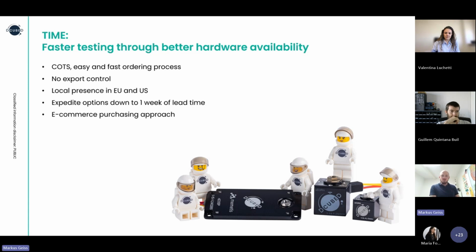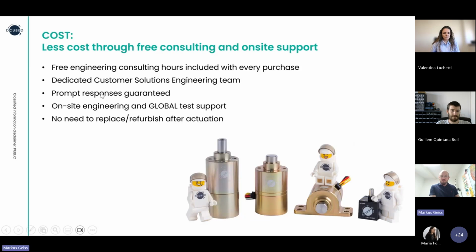We offer an option where you can expedite an order in case you need a quick replacement. We ship these things pretty much next flight out if we have to. And we're following an e-commerce approach where you can purchase by credit card or PayPal if you choose to do so.